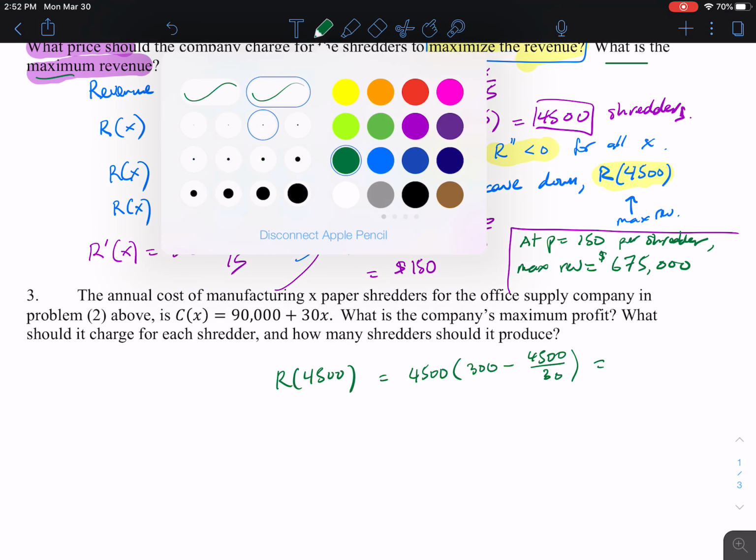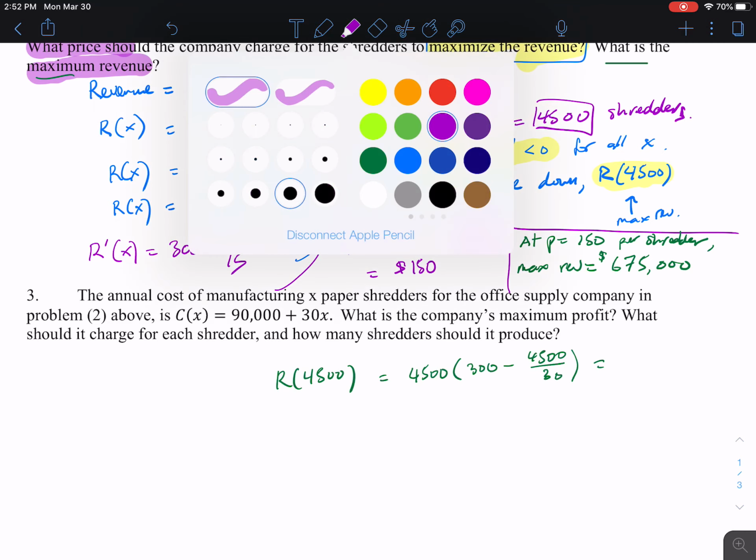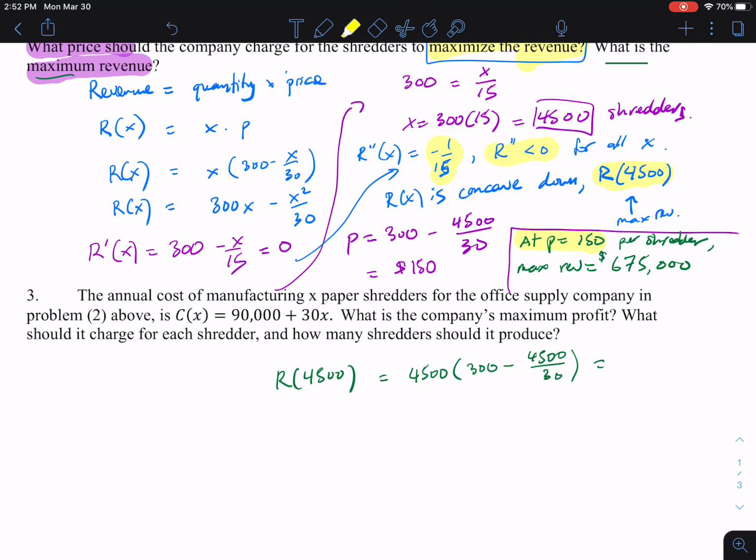So that's the answer we're looking for. There is a price of 150, and it will yield a maximum of $675,000 per year. Okay.